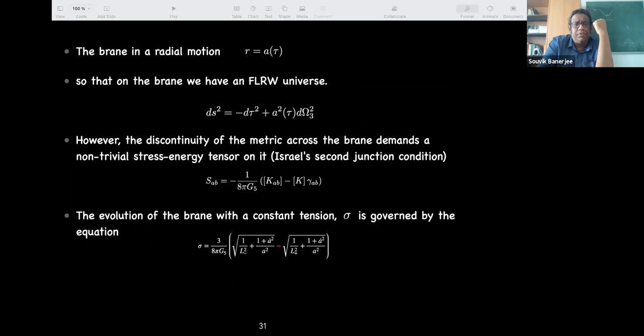Now you have to impose the junction condition across the brane to have a well-defined complete theory. And we know these junction conditions are known as the Israel junction conditions, and you match the induced metric from either side of the brane, and then you find what is the jump in the stress energy tensor.